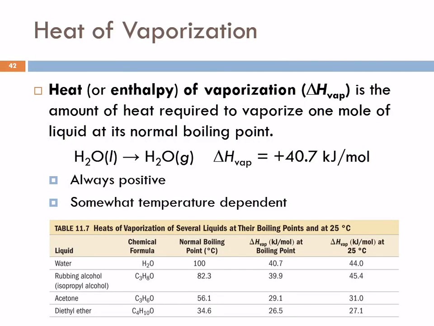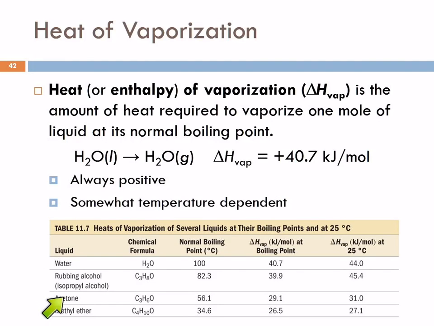Heat of vaporization is the amount of heat needed to vaporize 1 mole of liquid at its normal boiling point. So that's to take water from the liquid state to the gas state. That's an endothermic process. We need to put energy in. So delta H is a positive number. It's 40.7 kilojoules per mole, somewhat temperature dependent.